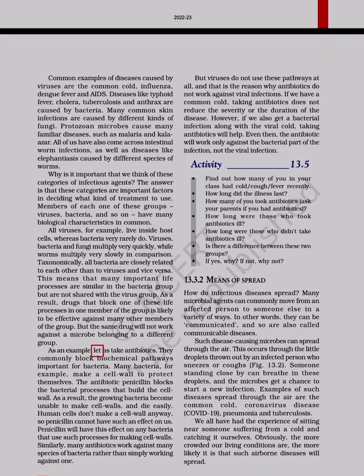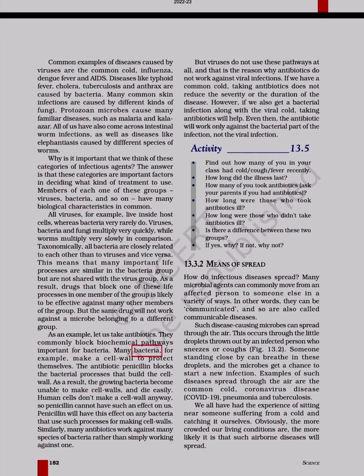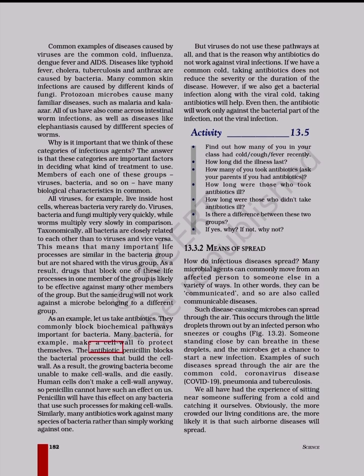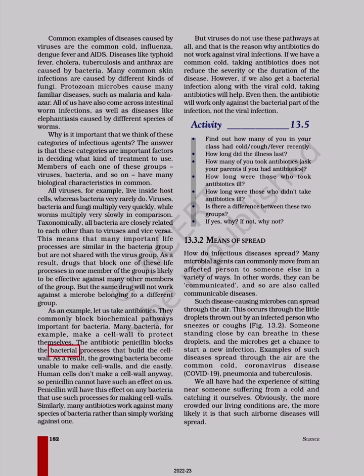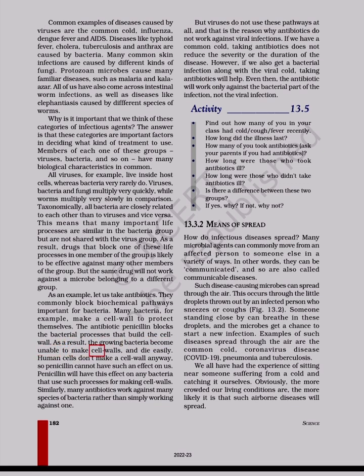As an example, let us take antibiotics. They commonly block biochemical pathways important for bacteria. Many bacteria, for example, make a cell wall to protect themselves. The antibiotic penicillin blocks the bacterial processes that build the cell wall. As a result, the growing bacteria become unable to make cell walls and die easily.